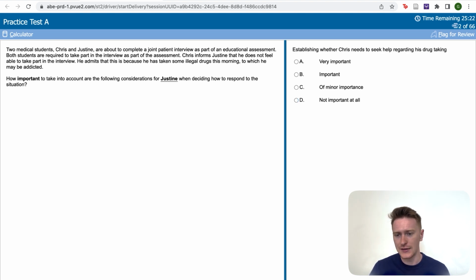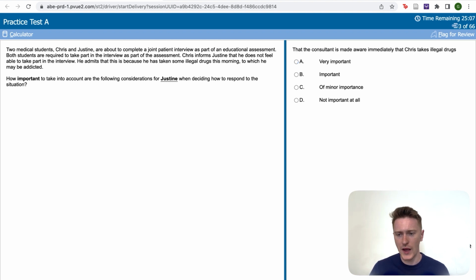Establishing whether Chris needs to seek help. Well, clearly that's very important. Justine has to decide whether he needs to seek help, how serious his drug addiction is, in order to justify a lot of what she does next. So A is very important.